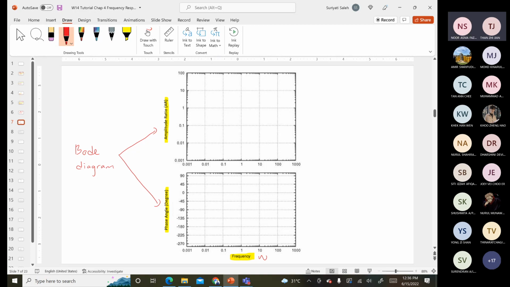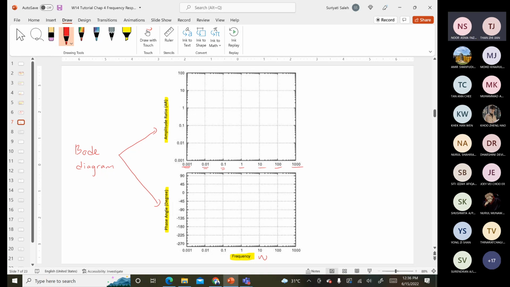So you can see the frequency for the amplitude ratio and the phase angle is tally. It's the same one. So this means we will try to plot based on the given frequency. Since this is the standard Bode diagram and the starting frequency is 0.01, it becomes 0.01, 0.1, 1, 10, 100, 1000. So this increment is based on the logarithm. It's log number.